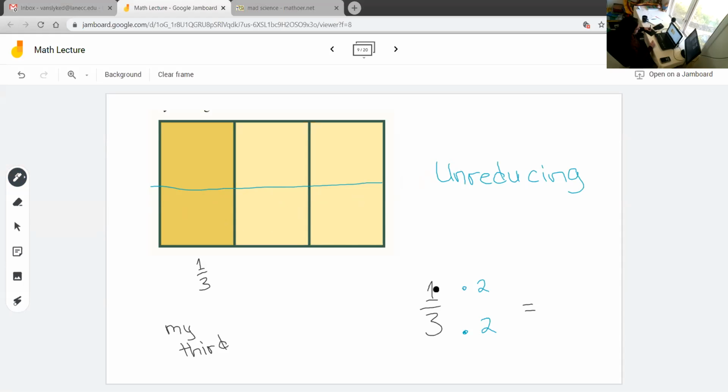Okay, so I am taking my piece, the 1/3 I care about, that was my third, and I am saying that now it's 2 pieces because I just cut it. So those pieces are 6ths because now there's 6 of them. 1, 2, 3, 4, 5, 6. But how many do I have? 2 of them.